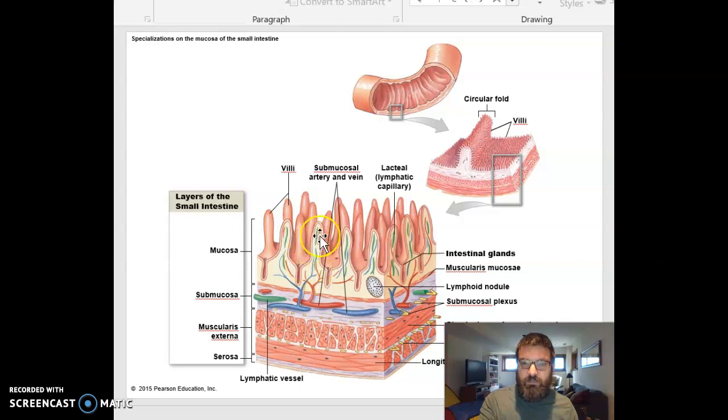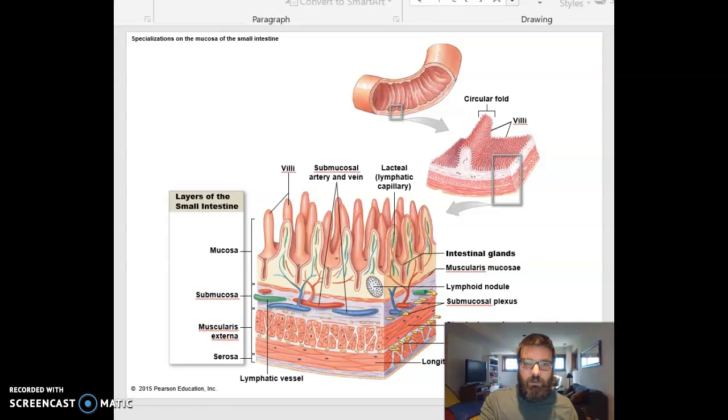Now you can also see this is all in the mucosa, right? All these villi. In your mucosa you have the epithelial layer, you have the muscularis mucosa here, and then you have the submucosa here and the muscularis externa here, circular longitudinal layer, and the serosa on the outside.